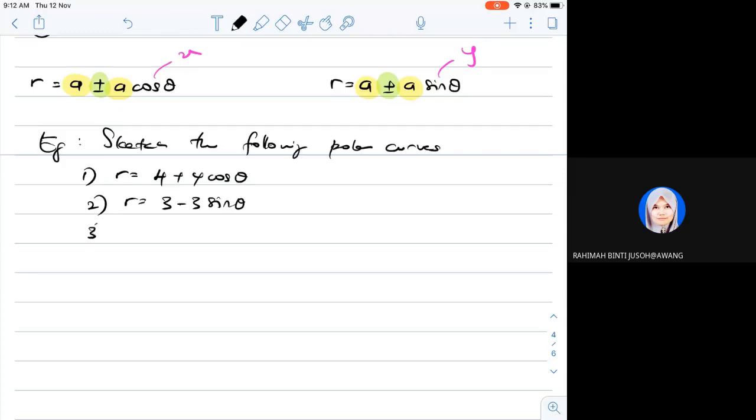Section ni malu-malu lah. You all slow je kalau saya suruh respon. Kalau section lain cepat-cepat je. Yang malu-malu dengan saya. Okay, and then let's say we have 5 plus 5 sin theta.